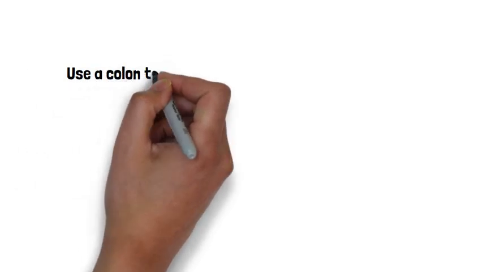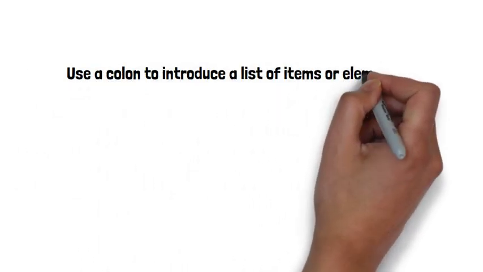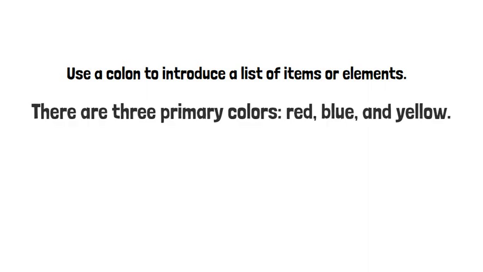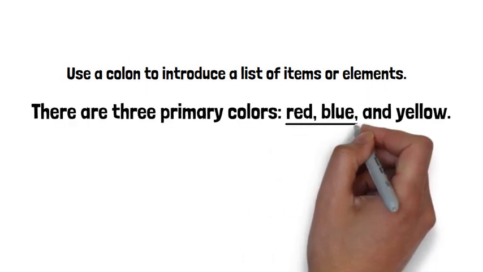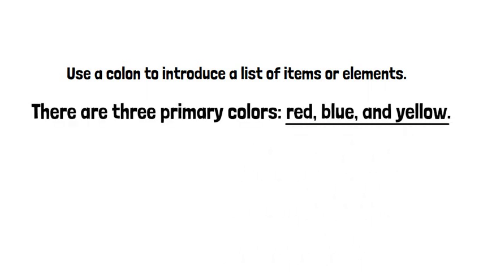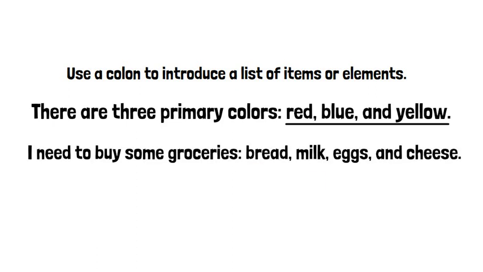Use a colon to introduce a list of items or elements. For example, there are three primary colors: red, blue, and yellow. I need to buy some groceries: bread, milk, eggs, and cheese.